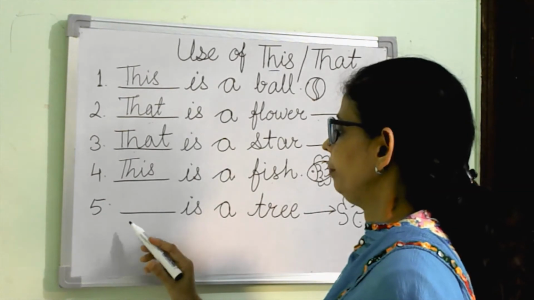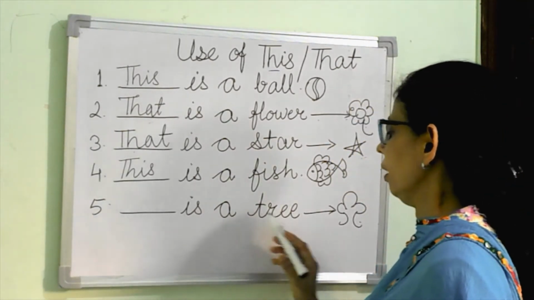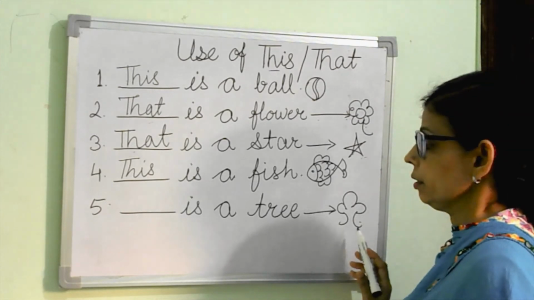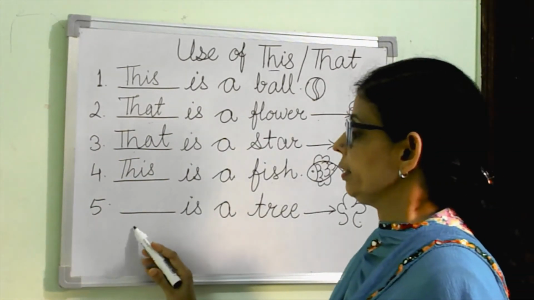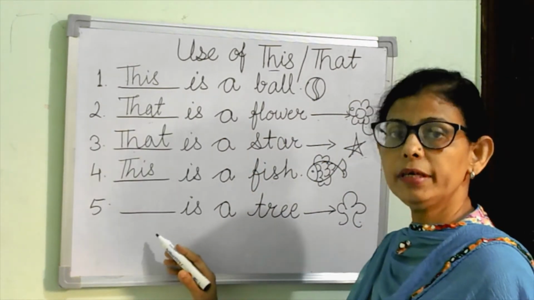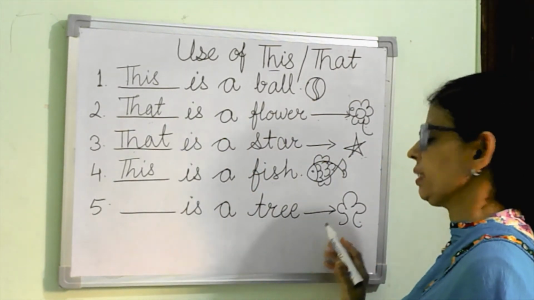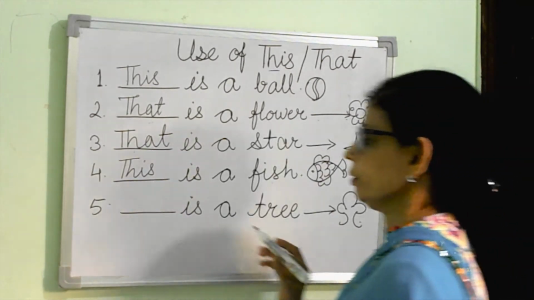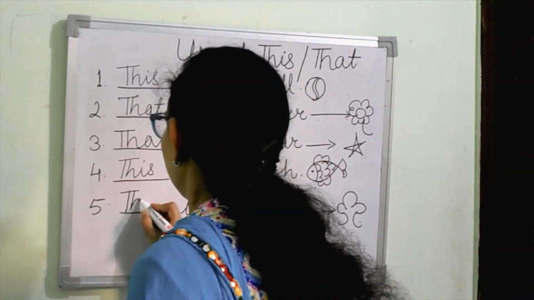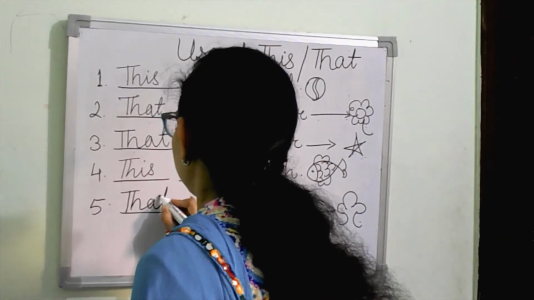Number 5 is a tree. The tree is far from us, so we will use that here. We will use that for the tree because the tree is far from us. So right here, that. The spelling of that is T-H-A-T.